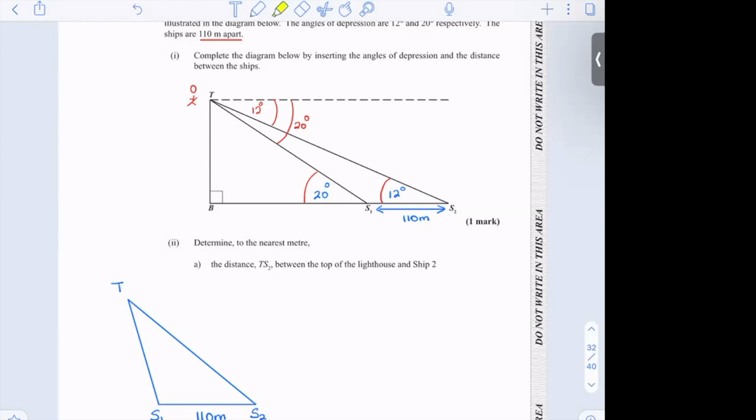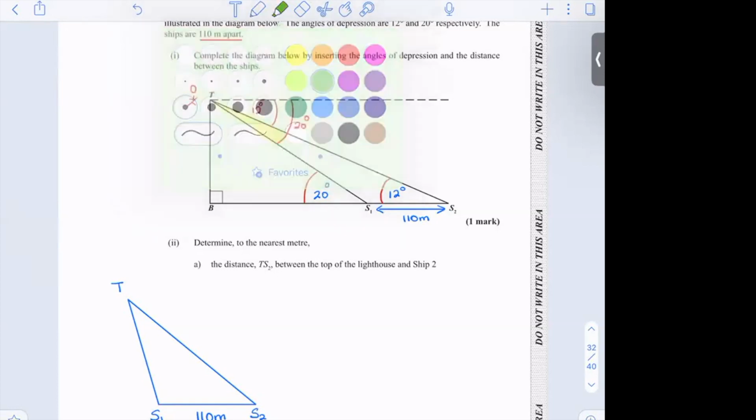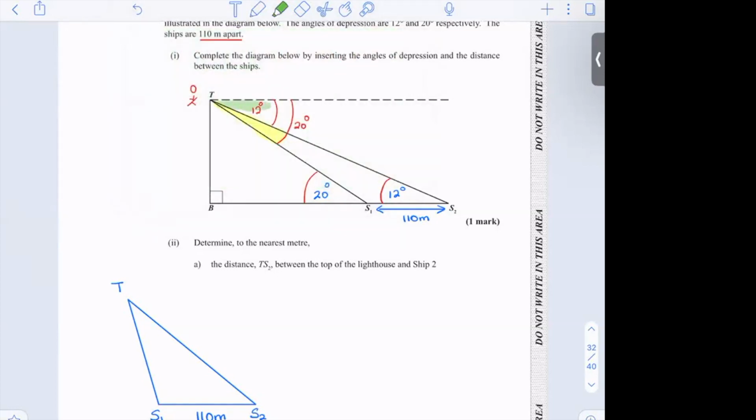If this whole angle is 20 and that part is 12, what is this piece? The part in green is 12 here. The whole angle is 20. What is the part in yellow? 8. Do you all agree that this angle here is 8? Yes, miss.